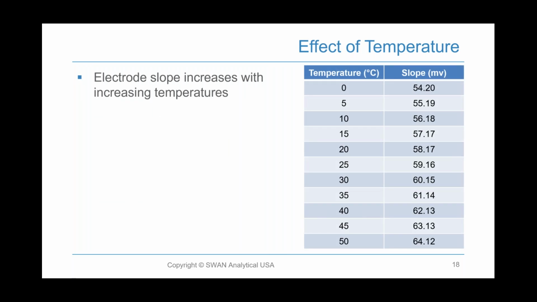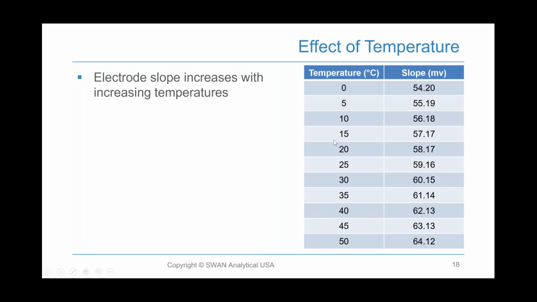What effect does temperature have on the measurement of sodium? Well, as you see in the table to the right, you have the slope of the electrode at various temperatures. The electrode slope increases with increasing temperature, as you can see. So at 25 degrees centigrade, the slope of a perfect electrode is 59.16 millivolts, which means the millivolt potential of the electrode changes 59.16 millivolts per decade change in sodium concentration.